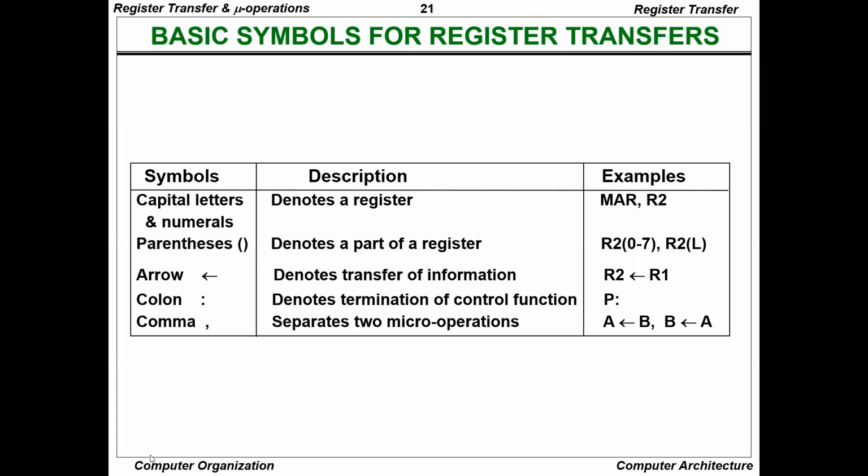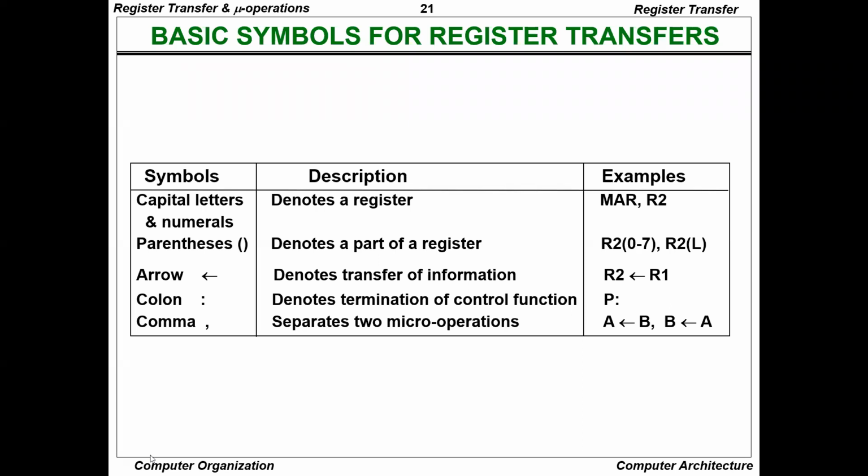So let us begin with today's lecture. In the last lecture, we discussed the various symbols for register transfers. I told you that registers are referred to by capital letters. Parentheses are used to reflect part of the register. Arrow is used to denote the transfer.